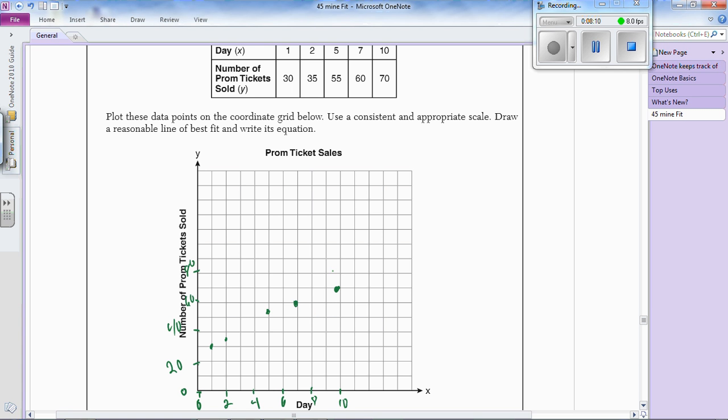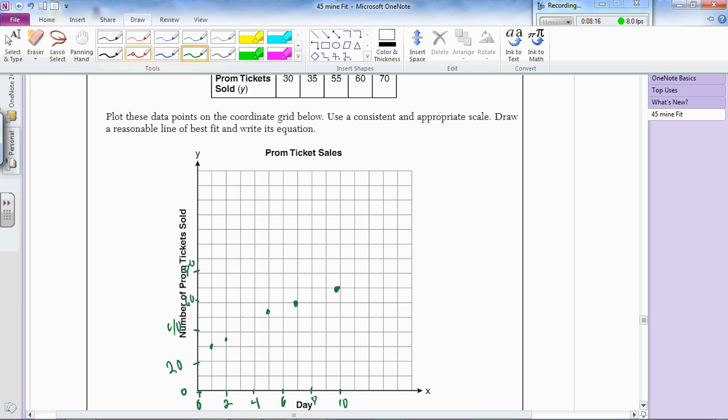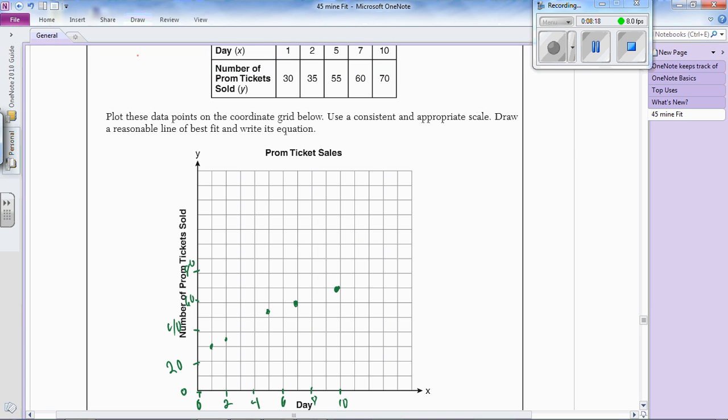Use a consistent and appropriate scale. Draw a reasonable line of best fit and write its equation. Well, I probably should have a graphing calculator to tell you how to do this. That's a reasonable line of best fit. But writing its equation is much more difficult, and I don't have a graphing calculator, so I'm going to walk you through how you would do that.